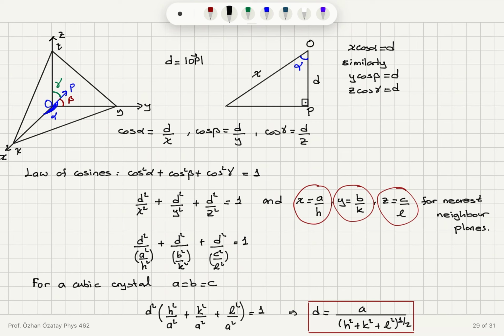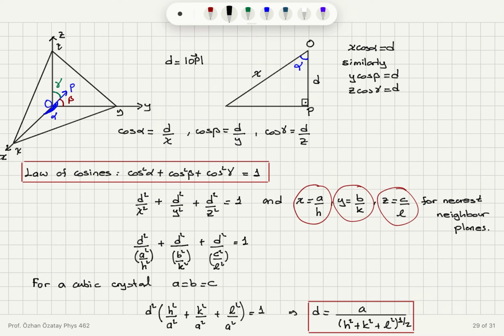Okay, so since x is a over h, y is b over k, and z is c over l, and we have the law of cosines for direction cosines: cosine squared alpha plus cosine squared beta plus cosine squared gamma is 1. So cosine alpha is d over x, so d squared over x squared plus d squared over y squared plus d squared over z squared equals 1. And for x, y, and z, I substitute a over h, b over k, c over l. And then I note that for a cubic crystal, what I called a, b, and c are the same thing, so I can replace a, b, and c with a.